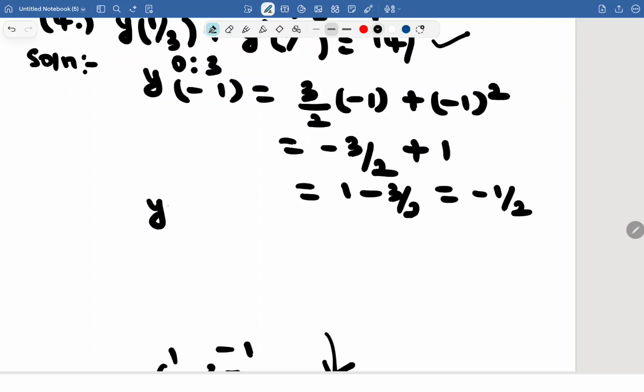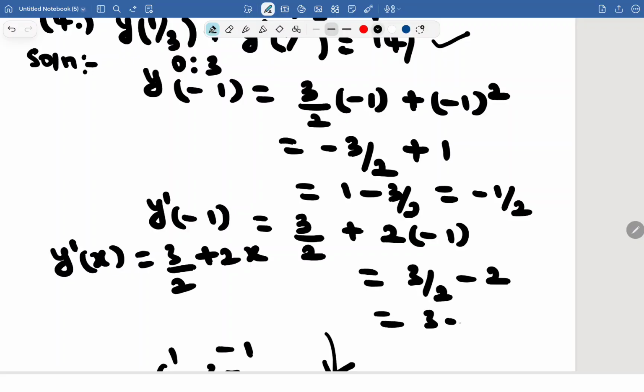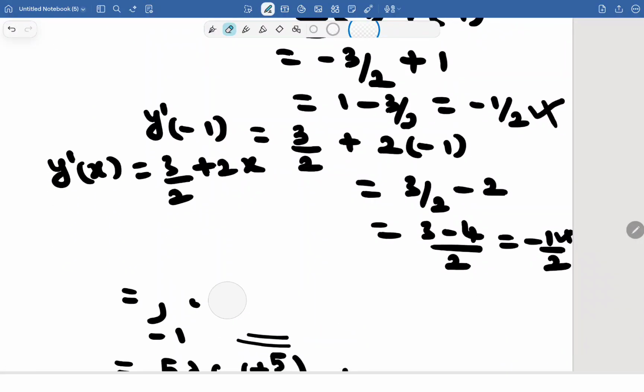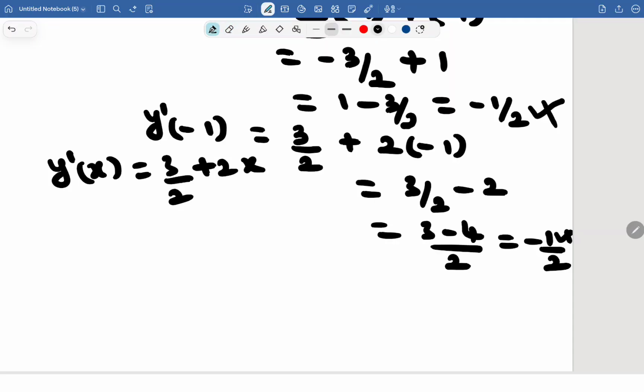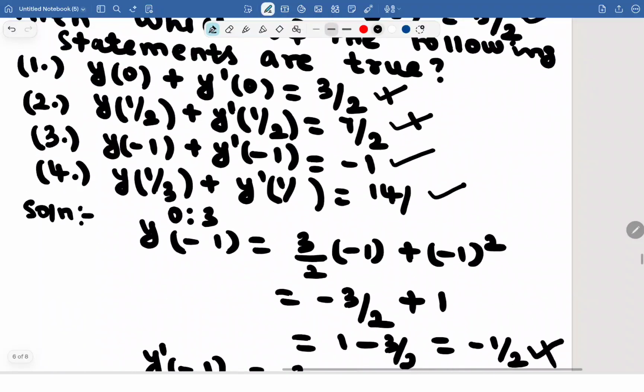y dash of minus 1 means 3 by 2 plus 2 into minus 1, since y dash of x is 3 by 2 plus 2x. So 3 by 2 minus 2, which is 3 minus 4 by 2, the answer is minus 1 by 2. If we add y of minus 1 with y dash of minus 1, we get the answer minus 1. Option third one is also correct.